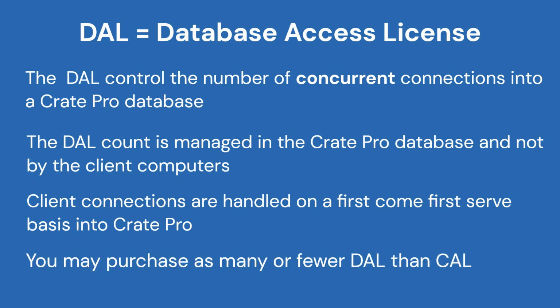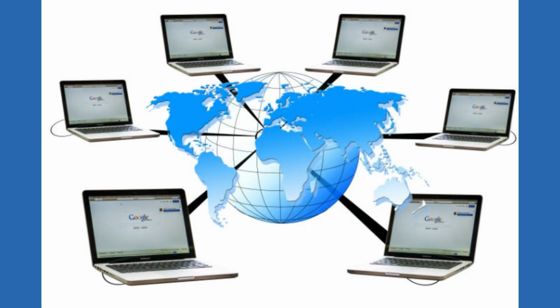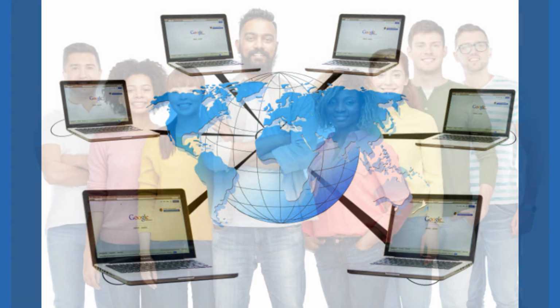You may not need as many concurrent connections into Crate Pro as computers that can connect. An example would be when a user has a desktop for the office and a laptop for travel or home. They would want 2 CALs, but only need 1 DAL. It's important to remember that the number of computers determines the CAL count, not the number of users.